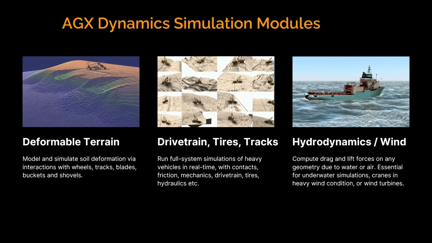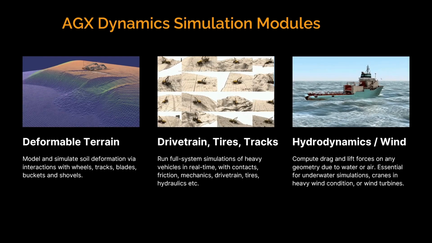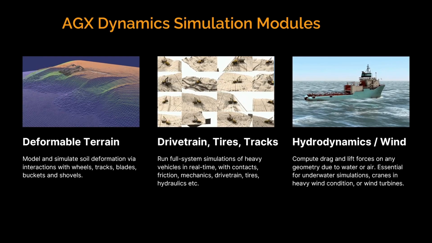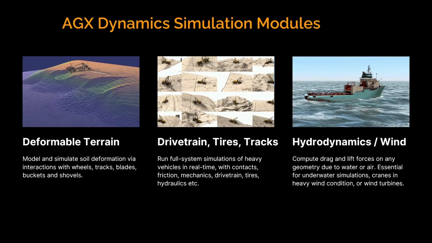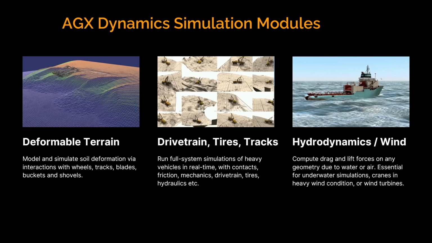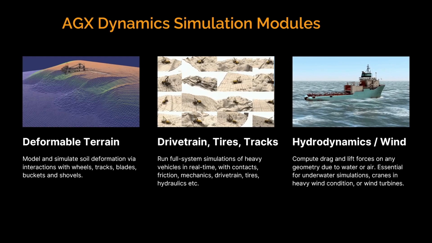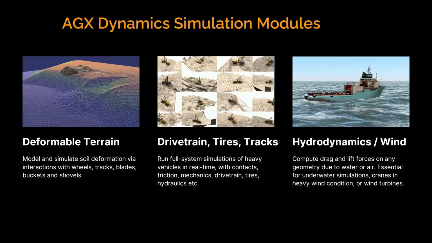So with the models available in AGX Dynamics, you can create really complex scenarios, including deformable terrain models, and vehicles with tires, tracks, and drivetrains. The wire and cable module allows you to model cranes or robots with dress packs that fully interact with the surrounding environment. And all the models are tightly coupled to enable a robust and responsive full system simulation.